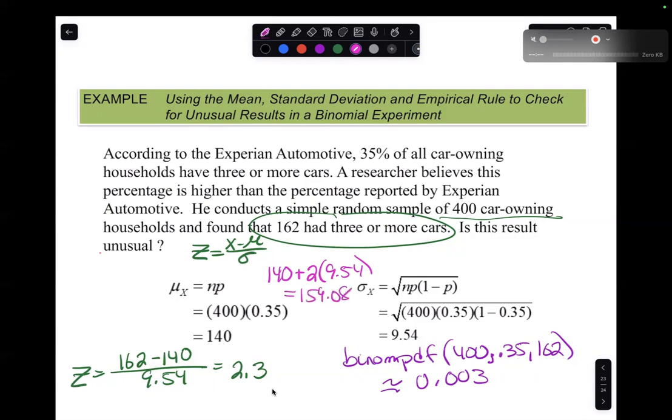That is my 2 standard deviation rule. That would be my upper boundary. And since 162 is higher than 159.08, it would be unusual. Questions about these 3 methods or anything with this problem?